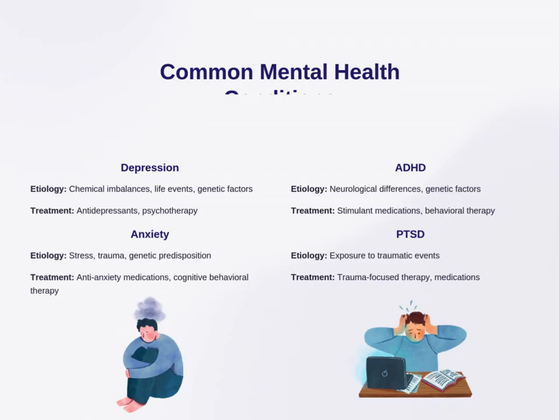Anxiety can be caused by stress, trauma, or just a genetic predisposition. That can be treated with cognitive behavioral therapy and anxiety medications. ADHD, caused by genetics and neurological differences, can be treated with behavioral therapy and medications as well. PTSD, post traumatic stress disorder, is caused by exposure to a traumatic event. Again, therapy as well as medications for that.